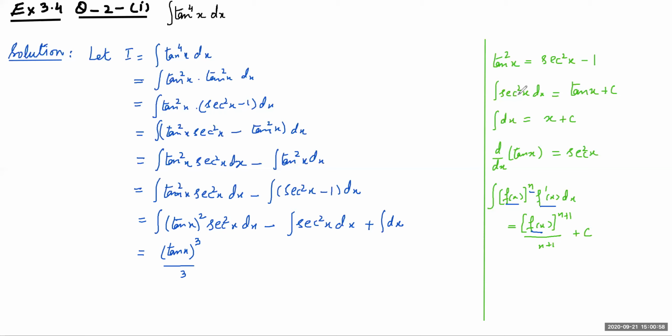And integral of sec²x is tan x, minus tan x, and then integral of dx is x, and here comes one constant of integration for all these three integrals. Now I'm just going to write this once again in a proper shape. 1/3 tan³x minus tan x plus x plus a constant of integration, and that is the answer.